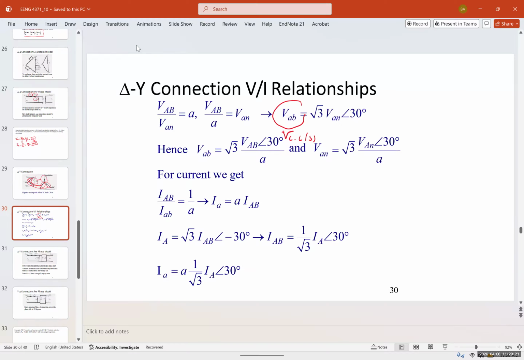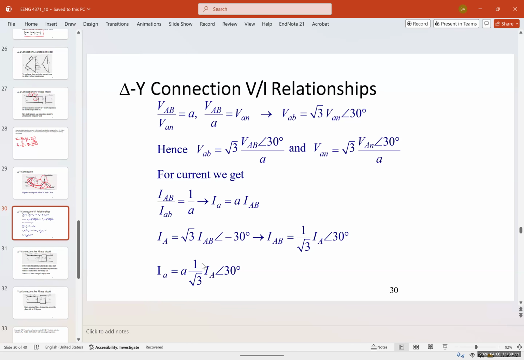Now for the current, we get IAB over IA is 1 over A. Therefore, IA is A times IAB. Again, this is the secondary, and I with a capital AB is the primary. Now, IA is going to be square root of 3 IAB with an angle of negative 30 degrees, and IAB is 1 over square root of 3 IA with 30 degrees. Again, the line-to-line current is 1 over square root of 3 of the line-to-neutral current. Now, IA would be equal to A times 1 over square root of 3 times IA with 30 degrees.